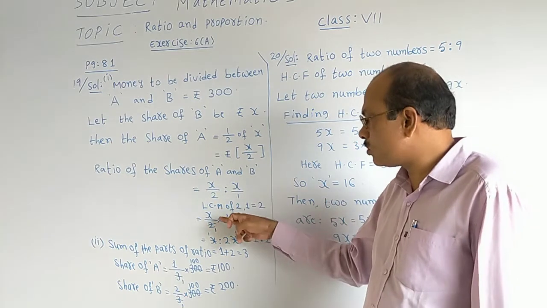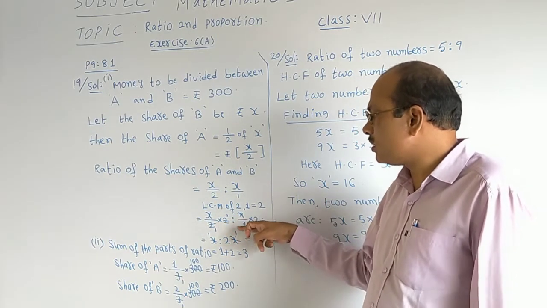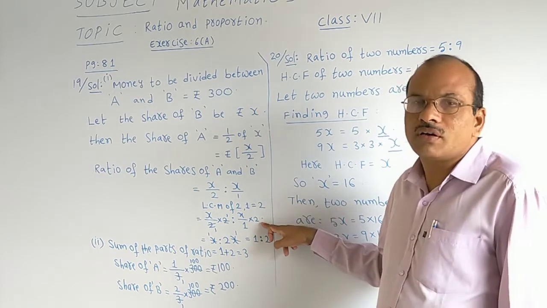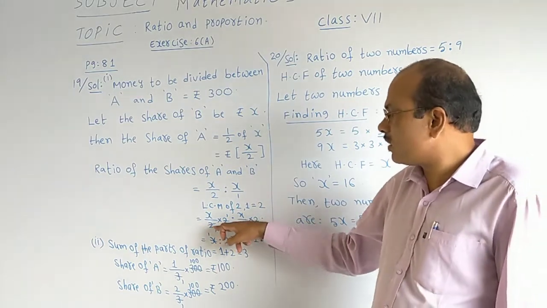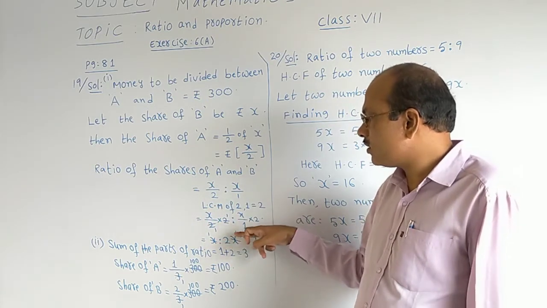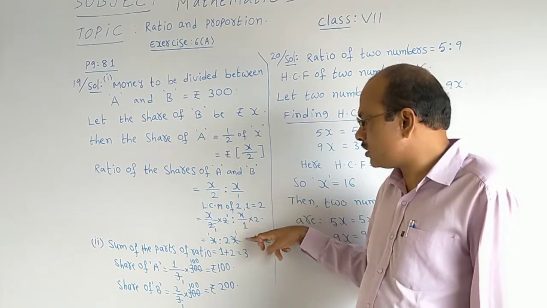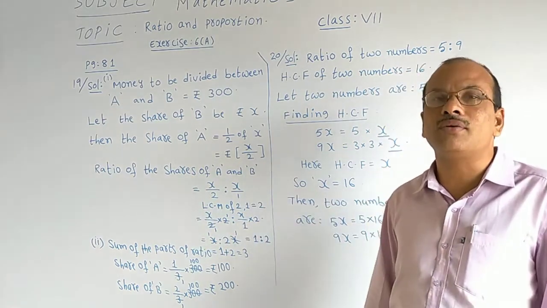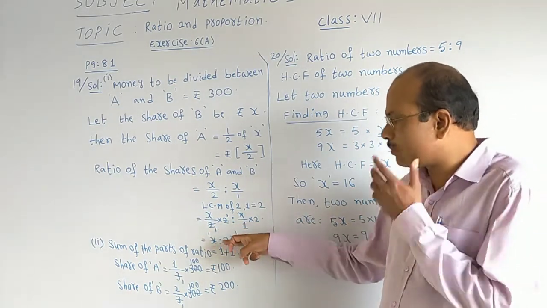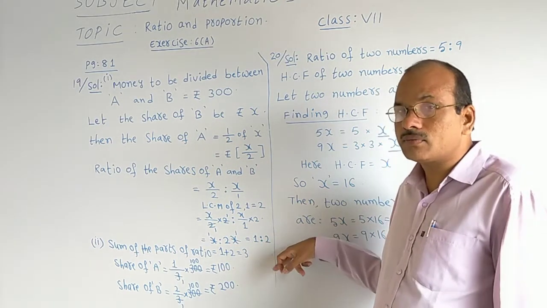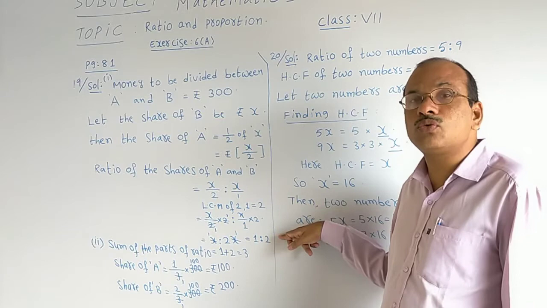X by 2 multiplied by 2 is X. Then X by 1 multiplied by the LCM 2 gives 2X. The 2 and 2 cancel, only X is left in the first term. In the second term, 2 into X is 2X. The X and X also cancel. Then here 1 is left and here 2 is left. Finally we got 1 is to 2.